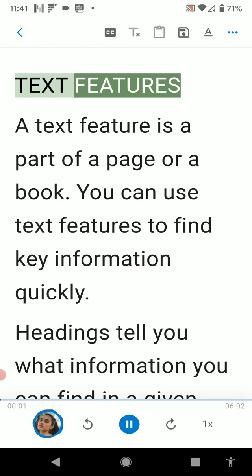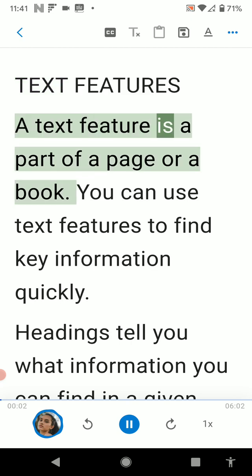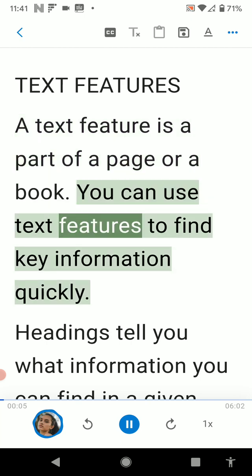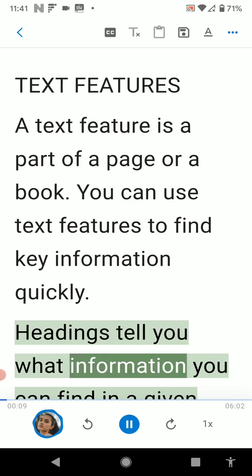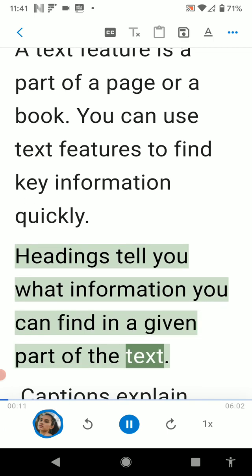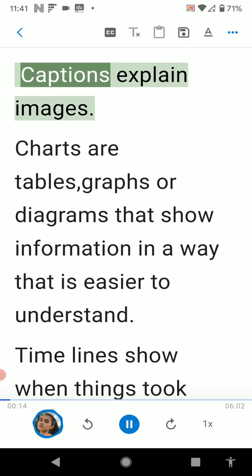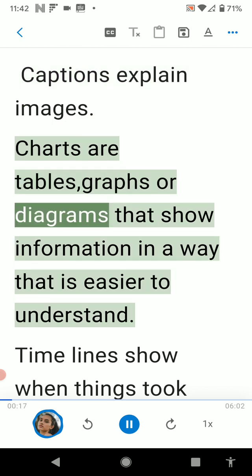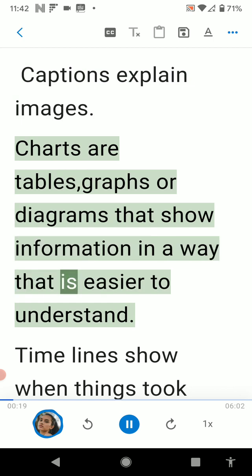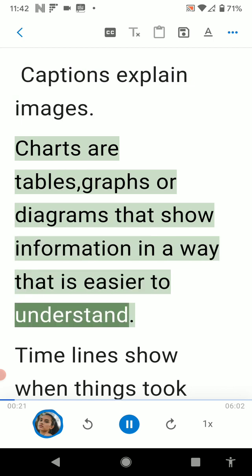Text features. A text feature is a part of a page or a book. You can use text features to find key information quickly. Headings tell you what information you can find in a given part of the text. Captions explain images. Charts are tables, graphs, or diagrams that show information in a way that is easier to understand.